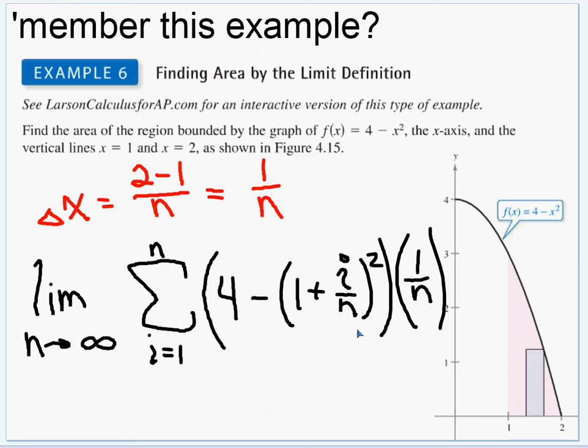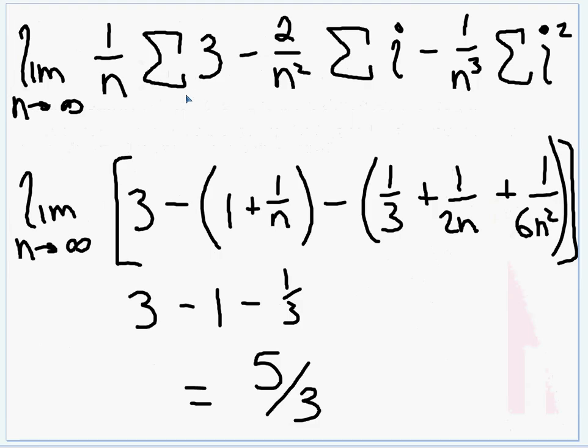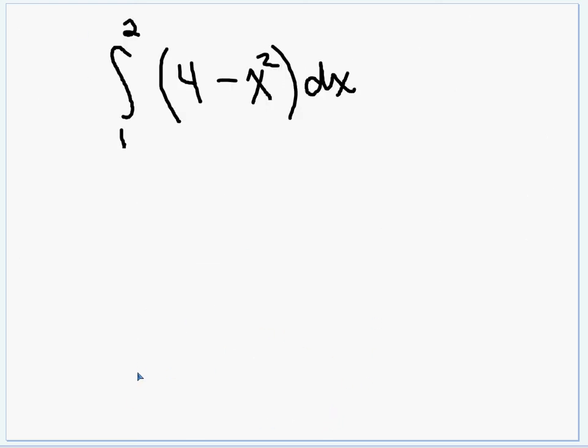First we FOILed this out. We pulled the 1 over n out front. When we distributed the negative, we had a 4 minus 1. That became this 3 minus 2i minus i squared. We distributed the 1 over n and the summation symbols. We replaced stuff with our i formulas. We did all this work, and we finally arrived at the answer 5/3. Gee, it looks like this is going to be a little easier to do now.